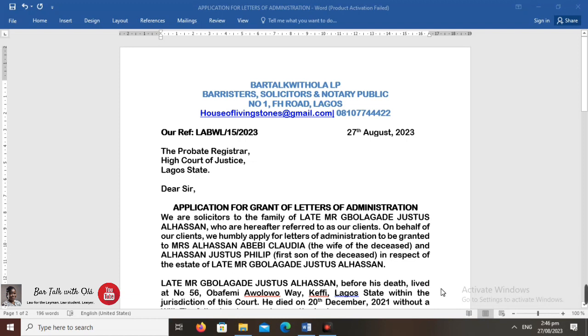On behalf of our clients, we humbly apply for letters of administration to be granted to Mrs. Alassana Baby Claudia, the wife of the deceased, and Alassane Justus Philip, first son of the deceased, in respect of the estate of late Mr. Bolagade Justus Alassane. Now, letters of administration is the lawful authority that you need to administer the estate of a person that has died without a will. When someone dies without a will, we say that they've died intestate. All their properties, both movable and immovable, are referred to as their estate. That's why we have estate of the deceased.